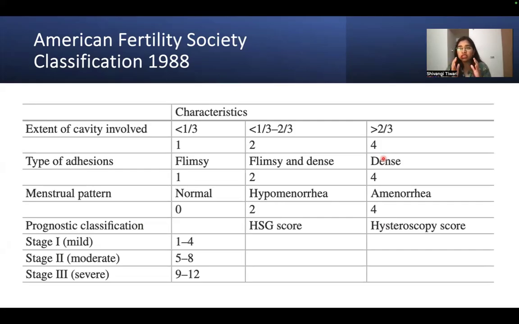First is how much of the cavity is involved: is it less than 1/3 involved, 1/3 to 2/3 involved, more than 2/3 involved. Score is 1 to 4. Then type of adhesions, flimsy adhesions, in between flimsy and dense, 1 to 4. Menstrual pattern, normal, hypomenorrhea, amenorrhea, 0 to 4. So 1 to 4, 1 to 4, 0 to 4. Then stages, stage 1 mild, stage 2 moderate, stage 3 severe. Stage 1 is 1 to 4, stage 2 score is 5 to 8, and stage 3 is severe, that is 9 to 12.